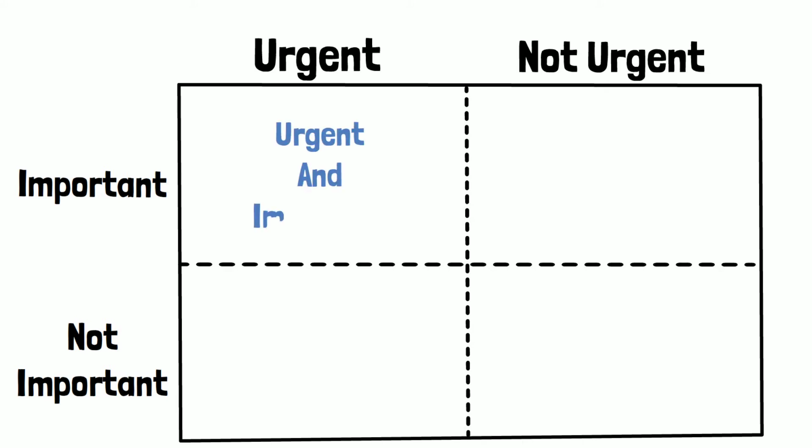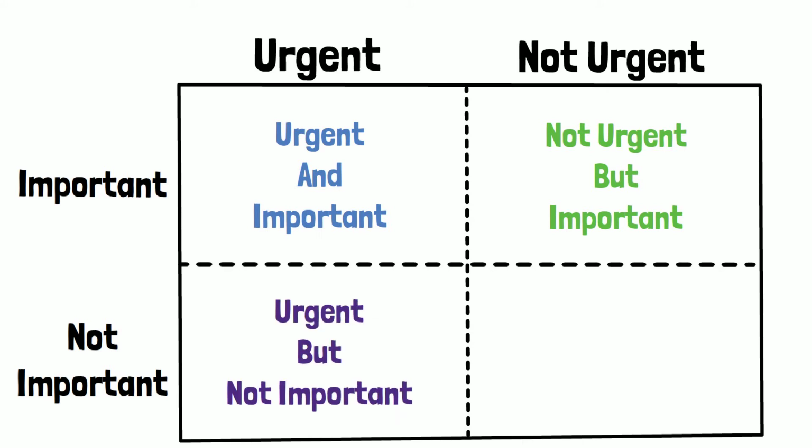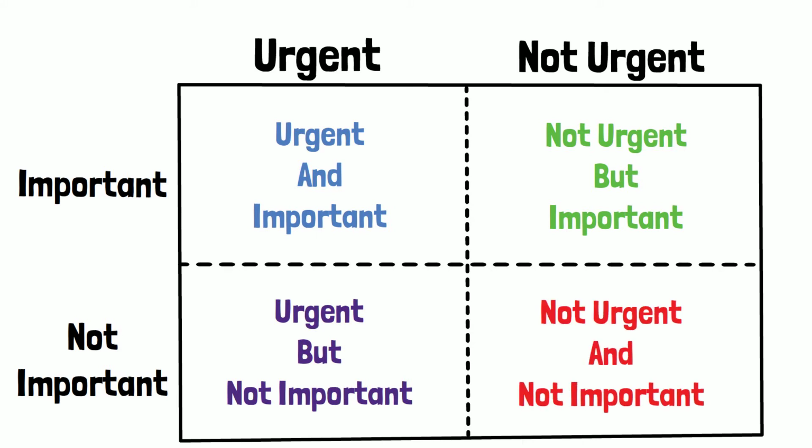Quadrant 1 on the top left is the urgent and important task. Quadrant 2 on the top right is the not urgent but important task. Quadrant 3 on the bottom left is urgent but not important task. And finally, Quadrant 4 on the bottom right are tasks that are not urgent nor important. Before we talk about what you can do to maximize your efficiency, productivity, and effectiveness, let's go over some examples of the tasks that you would find in each quadrant and the impact that these have on your life.